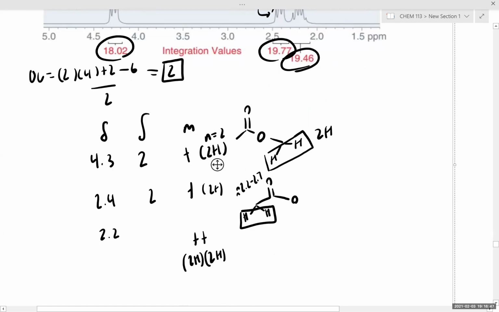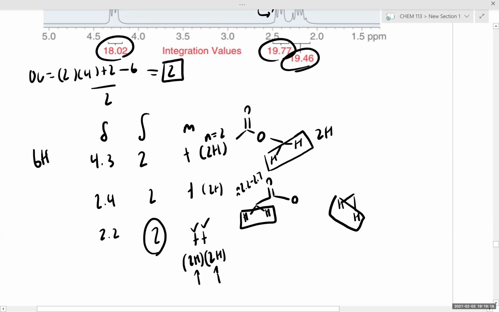So what shows up around 2.2? This one's a little tricky. So rather than thinking about this signal with an integration of 2 and trying to assign its identity outright, let's just think about it in terms of the surroundings. It's a triplet of triplets, right? So we must have two hydrogens surrounded by two sets of two hydrogens. Since we only have 6 hydrogens total, what other hydrogens must be around this two hydrogen group?